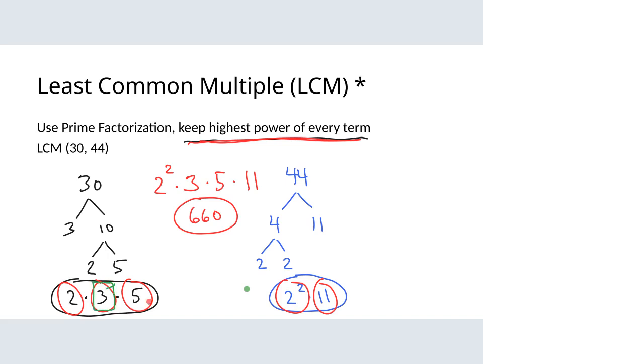The 3 only occurred once, the 5 only occurred once, the 11 only occurred once. Those were easy. The 2 did occur in both places. We don't keep all those 2's. We keep the highest power that we have, which is 2 squared. As an aside, I'll just throw this in. If we were looking for greatest common factor, the only thing that they have in common is a 2. We weren't asked for greatest common factor here, but it would be 2, because that's the only thing they have in common, a single individual 2.